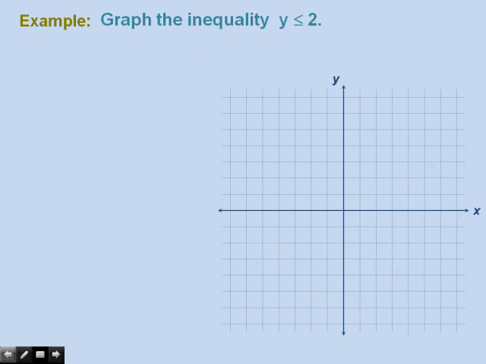One more example. In this one, notice that our inequality is just y is less than or equal to 2. There's no x term there, but this is still a linear inequality because it does have the y term in it. So for our first step, we're going to replace that inequality symbol with an equal sign. And since it was a less than or equal to, that means that we're going to graph this as a solid line.